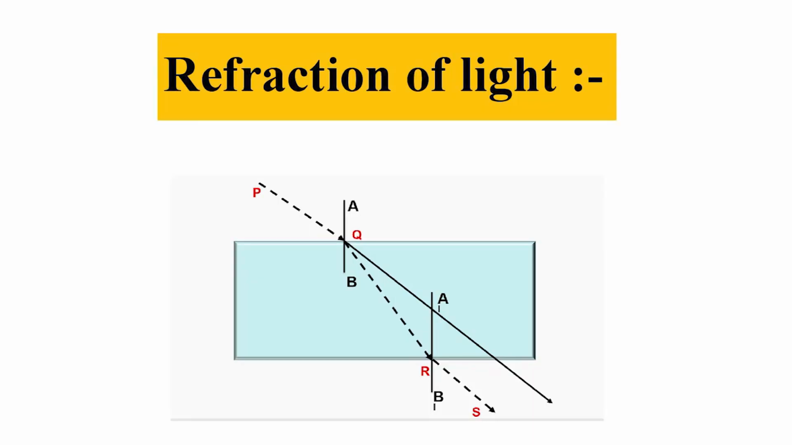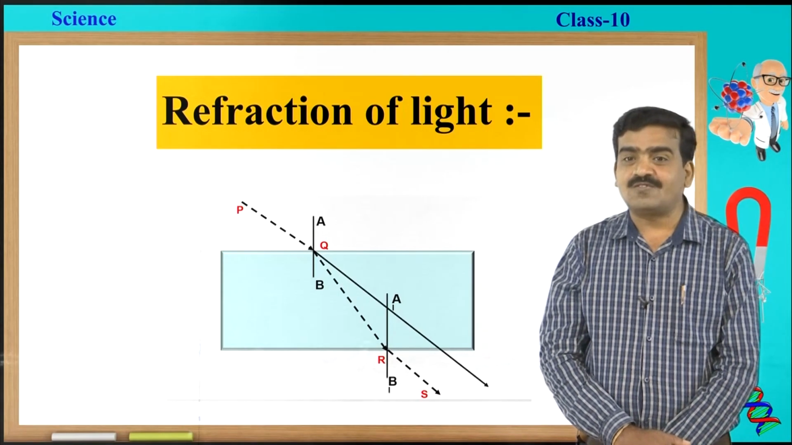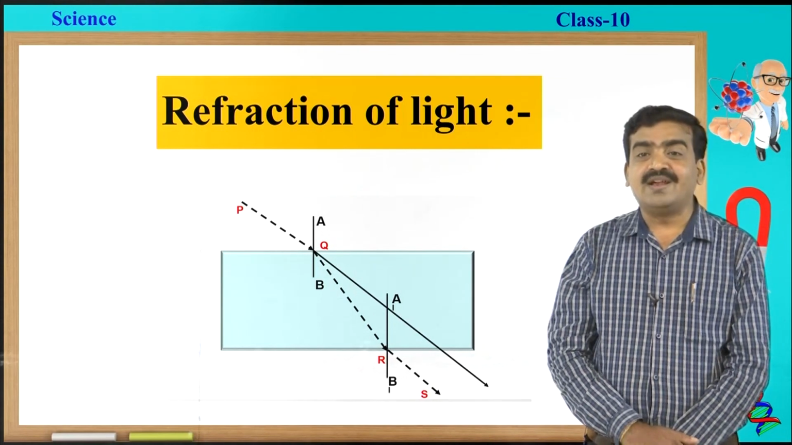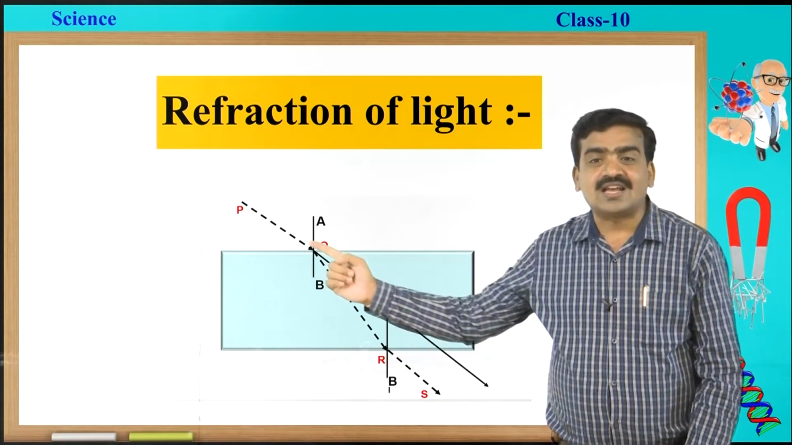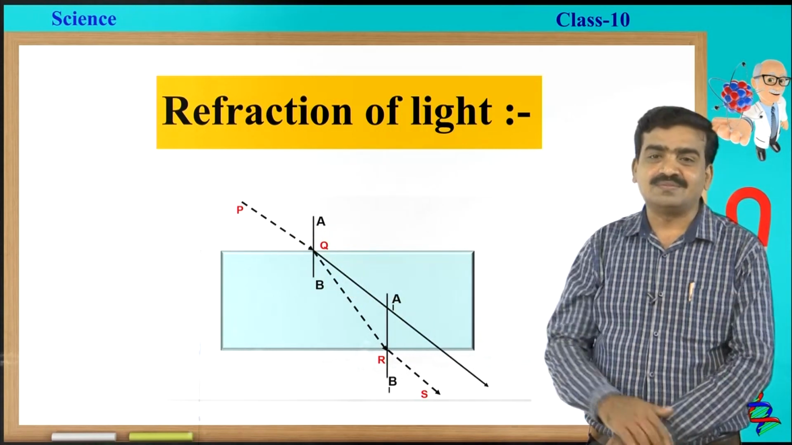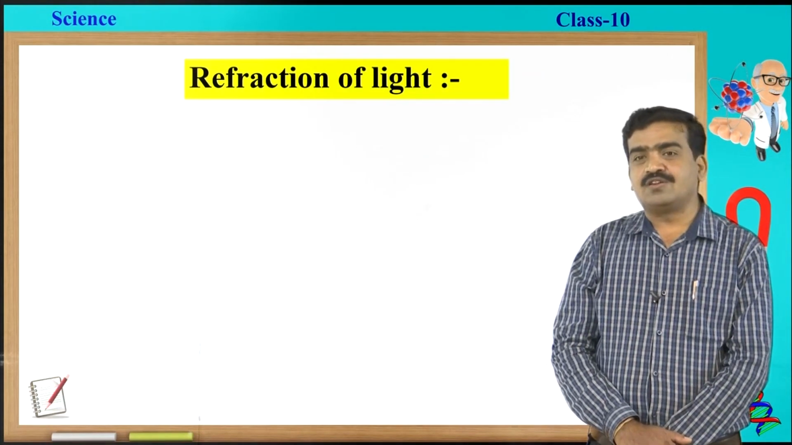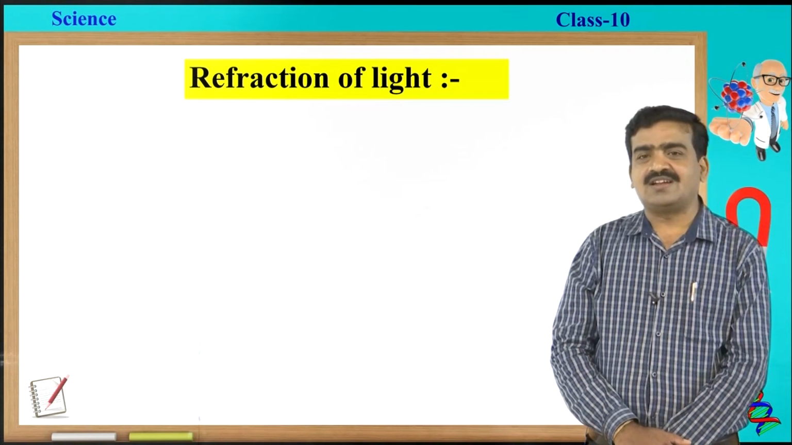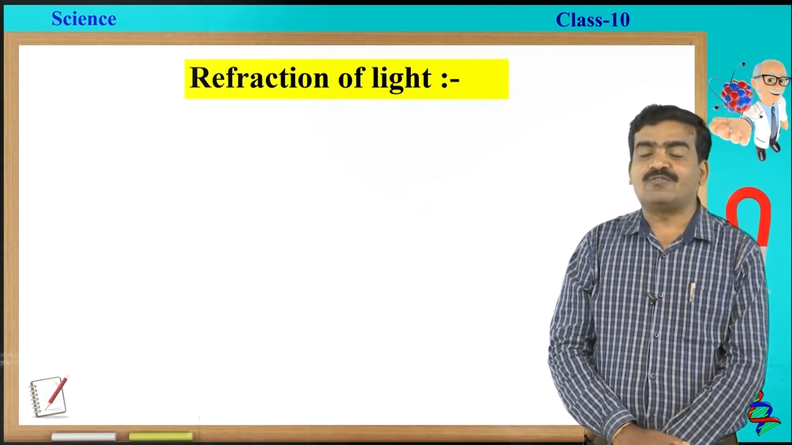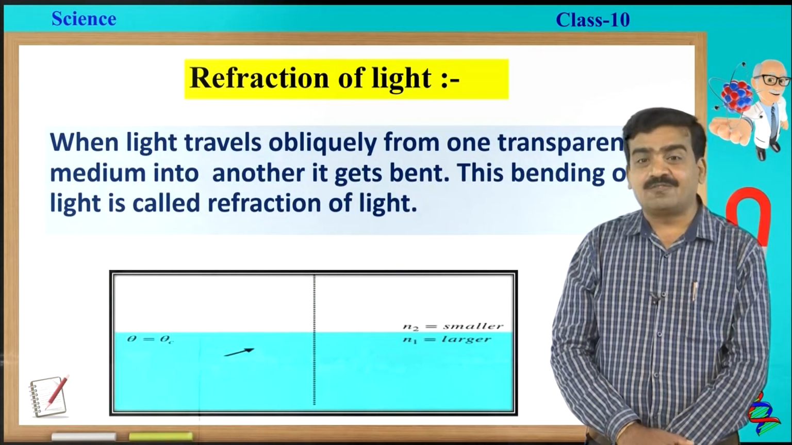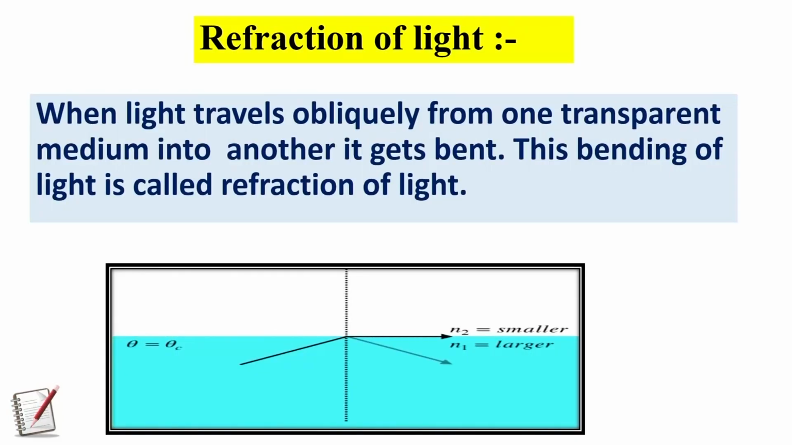My dears, today you are going to learn another important property, that is refraction of light. It is the bending nature of light when it travels from one medium to another medium. Before going to know more about refraction of light, let us learn the meaning of refraction of light. Refraction of light is nothing but when light travels obliquely from one transparent medium to another, it gets bent. This bending of light is called refraction of light.